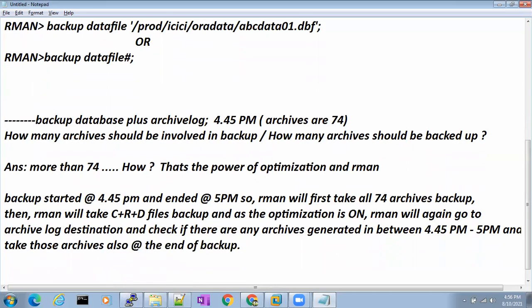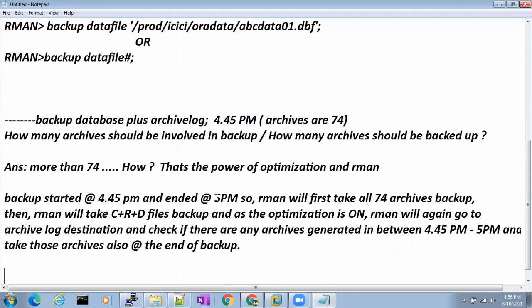Everyone understood the answer? Yes, sir. See how intelligent RMAN is. RMAN is such a beautiful and intelligent tool, right? It is not even missing anything. See, every single minute of data is also important in the database. Everyone agree with me? Yes, sir.